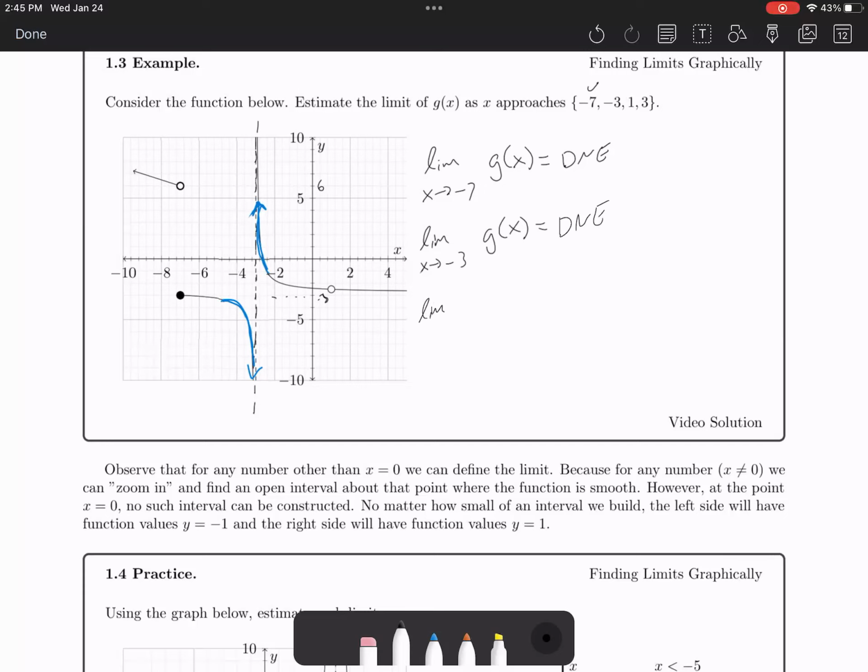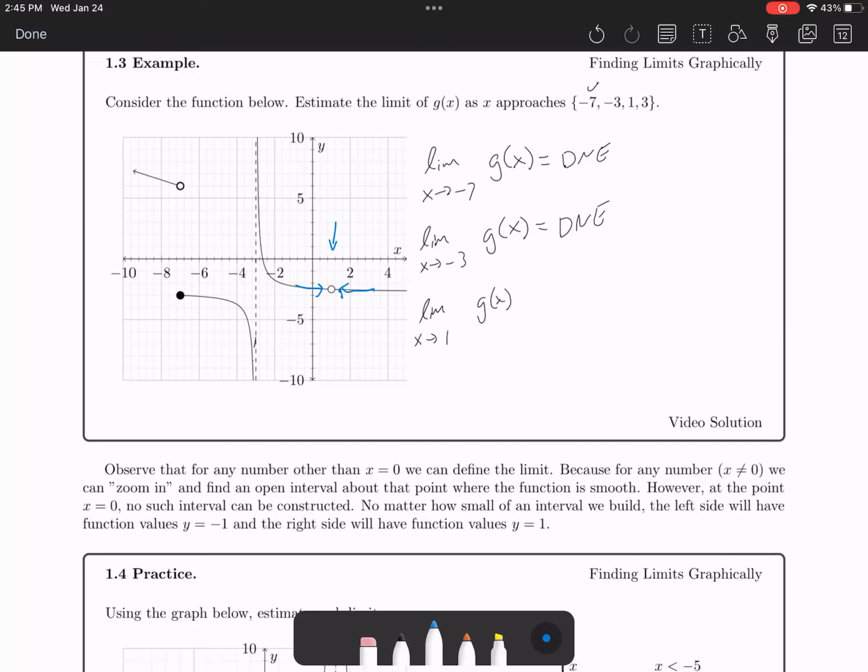Our third limit, the limit of the function g of x as x approaches the value of 1. So as x approaches 1 in the domain, what is our function doing? Oh, sorry, not -1, +1. So over here, as x gets closer and closer to +1, what y value does the function approach?